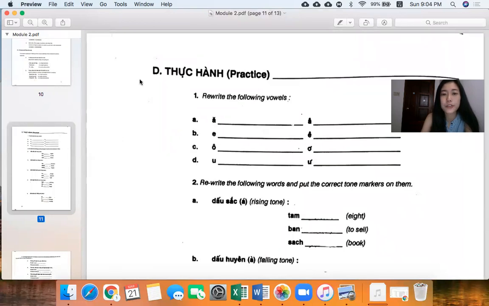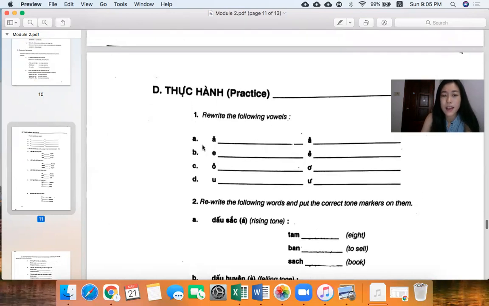Now, let's move to thực hành, practice. 1. Rewrite the following vowels. A. A. Ở. B. E. C. O. D. U.